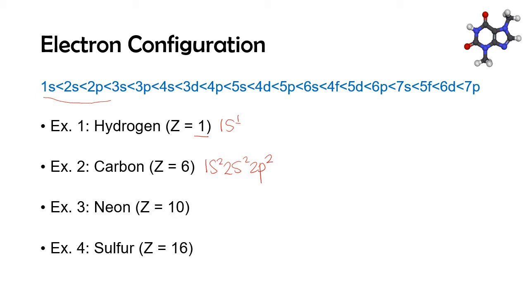Neon's electron configuration is written as 1s2, 2s2, 2p6. Sulfur has an atomic number of 16. We can write its electron configuration as 1s2, 2s2, 2p6, 3s2, 3p4.